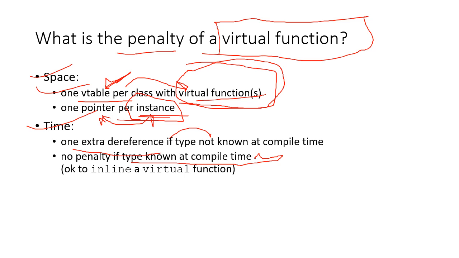One extra dereference if the type is not known at compile time. If you don't know the type at compile time, then one extra dereference, and in the other case, no penalty if you know it at compile time. Okay, so I hope it is clear.